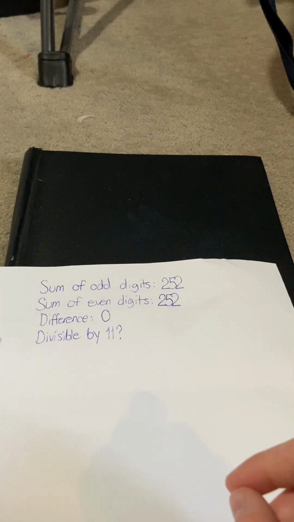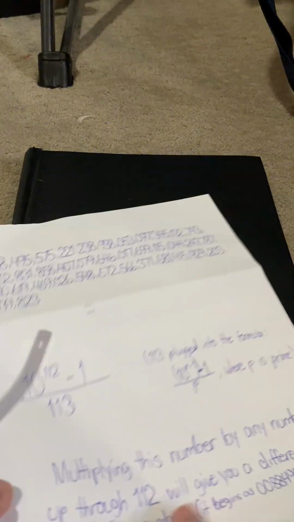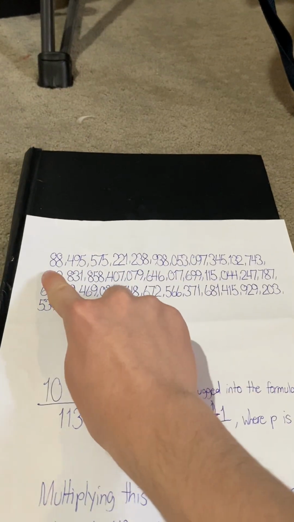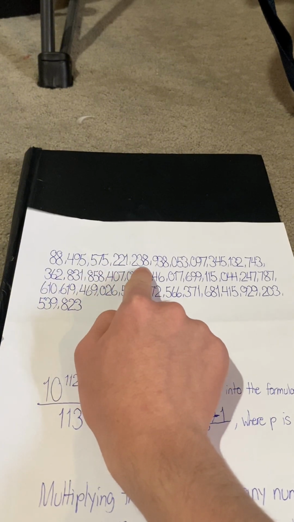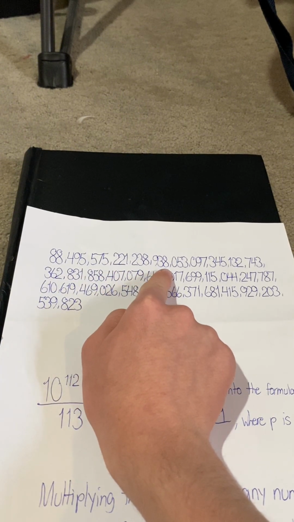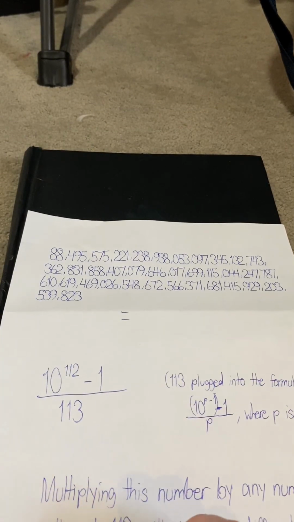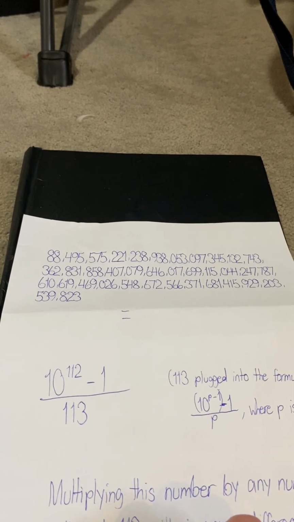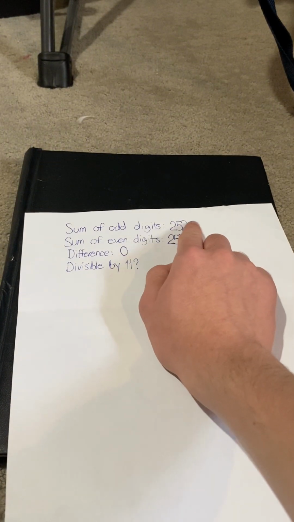Which brings us to the question, is it divisible by 11? Well, we need to add up all the odd digits of this number. So 8 plus 4 plus 5 plus 7 plus 2 plus 1 plus 3 plus 9 plus 8 plus 5 and so on, all the way down here, until we end up with a sum. The sum of these odd digits is 252.